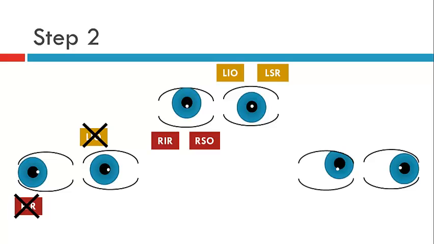So when we move over to left gaze, in this instance, we've got the other 2 potentials, the right superior oblique and the left superior rectus. And now we know that these are the 2 that we need to consider as being the affected muscles.